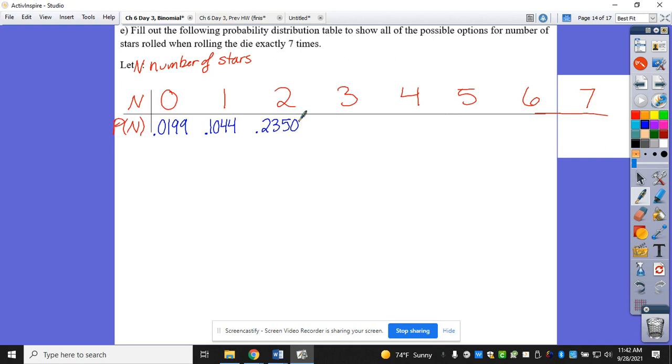What's happening to these probabilities right now? They're getting bigger. What do you get for 3? 0.2938, still getting bigger. What do you get for 4? Am I still getting bigger? So let's stop and think about this. It peaked here.